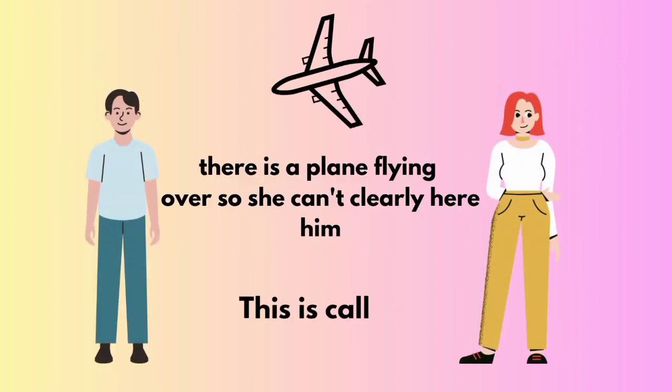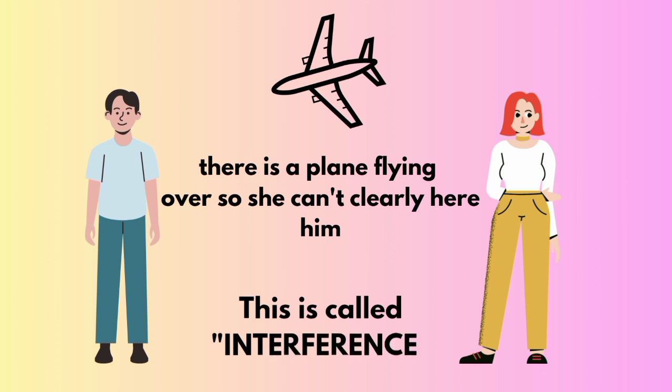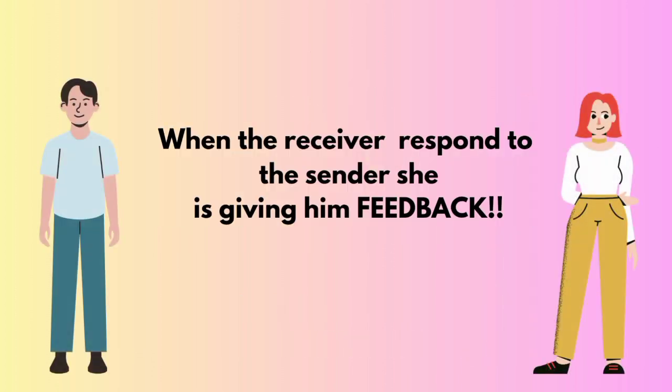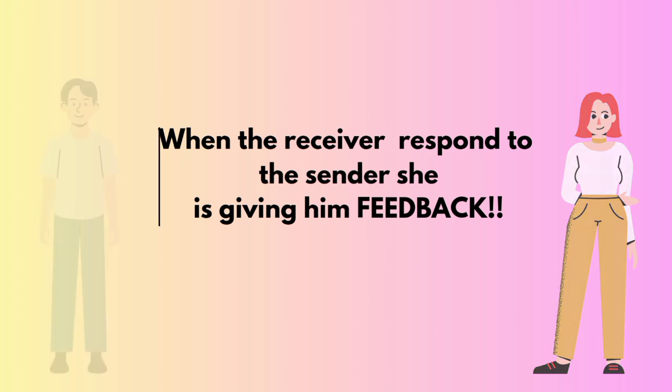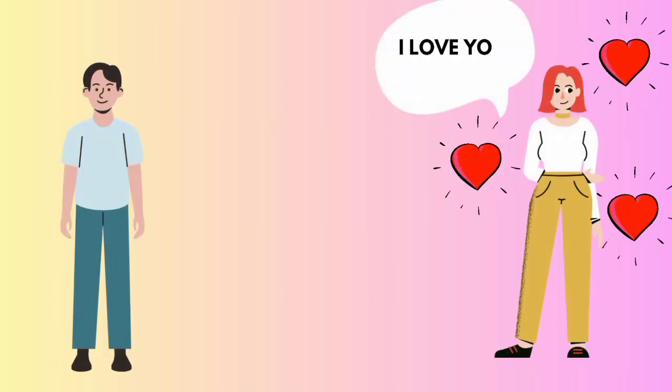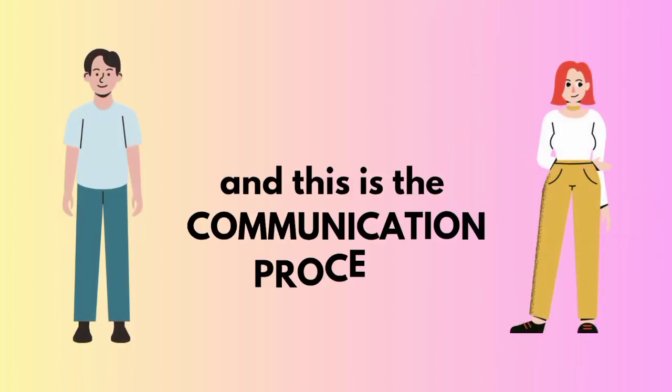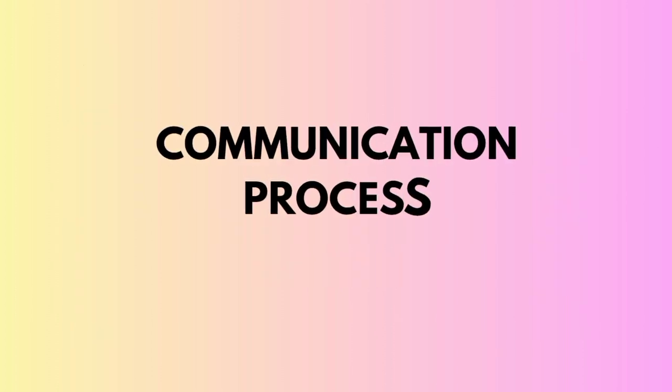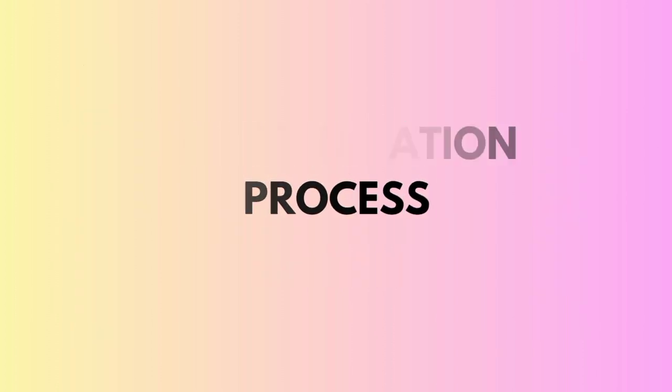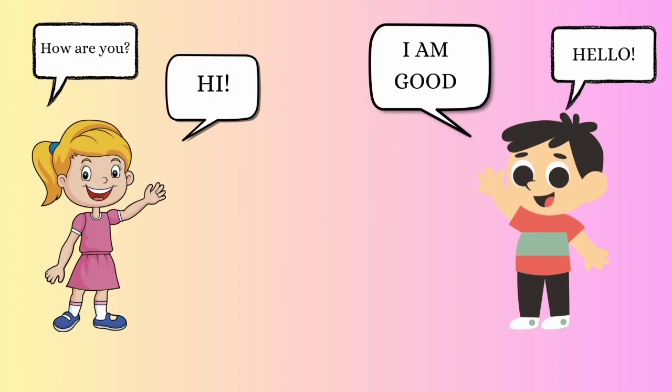There is a plane flying over so she can't clearly hear him. This is called interference. When the receiver responds to the sender, she is giving him feedback. The receiver replies, I love you too. And this is the communication process. Communication process. Saying to each other, how are you? Hi, I am good, hello.